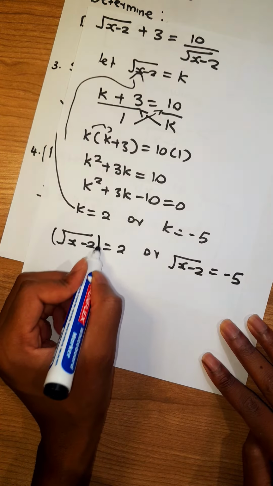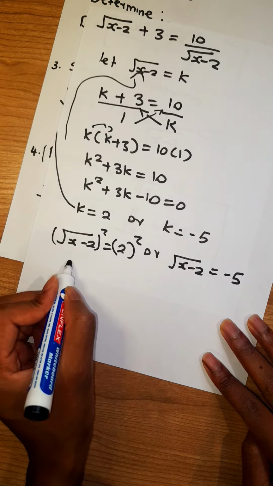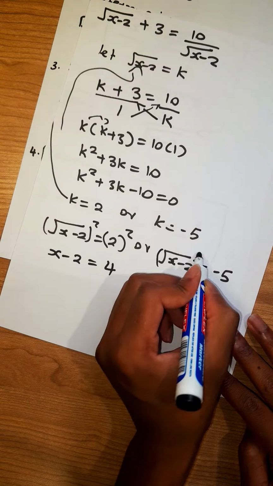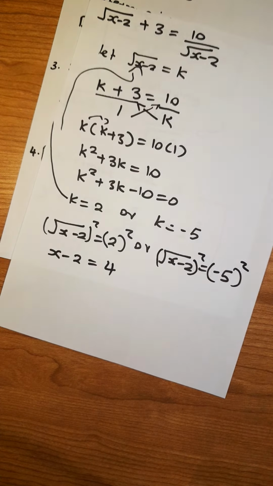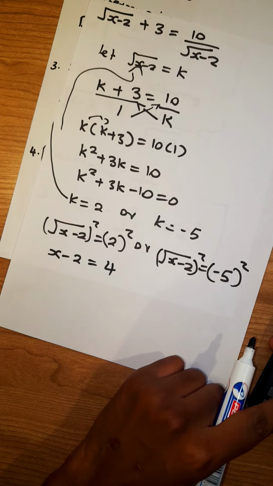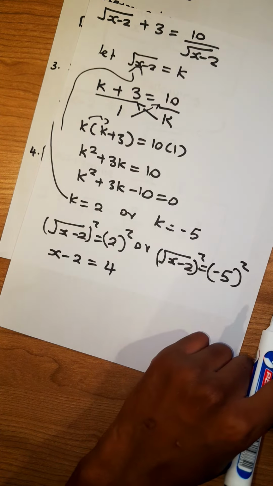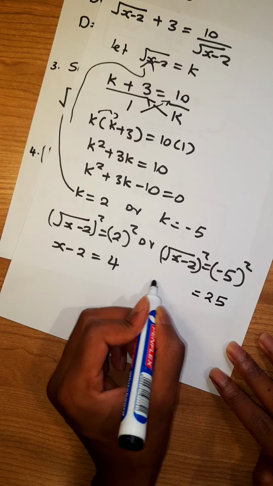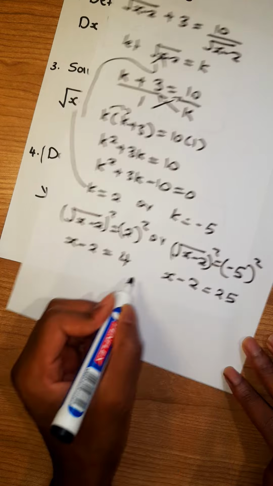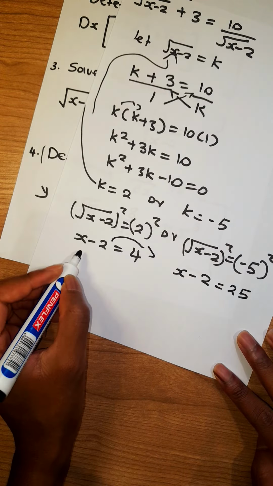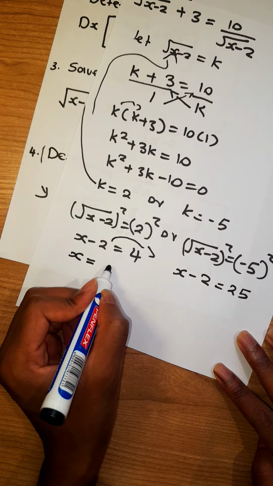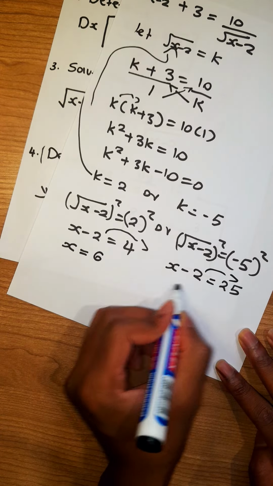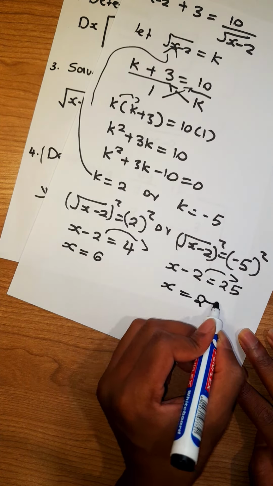So if we square both sides, we end up having x minus 2 equals 4, while on the other hand, if we square both sides, what is the square of minus 5? It's going to be 25. So we're going to have 25 equals x minus 2. So if you take this 2 to the other side, you end up having x equals 6. And then if you take this 2 to the other side, you end up having x equals 27.